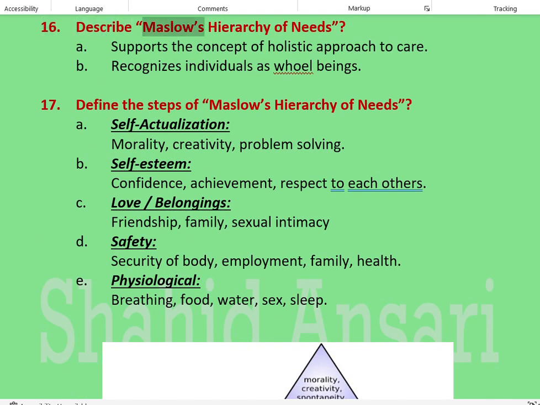16. Describe Maslow's hierarchy of needs. A. Supports the concept of a holistic approach to care. B. Recognizes individuals as whole beings.